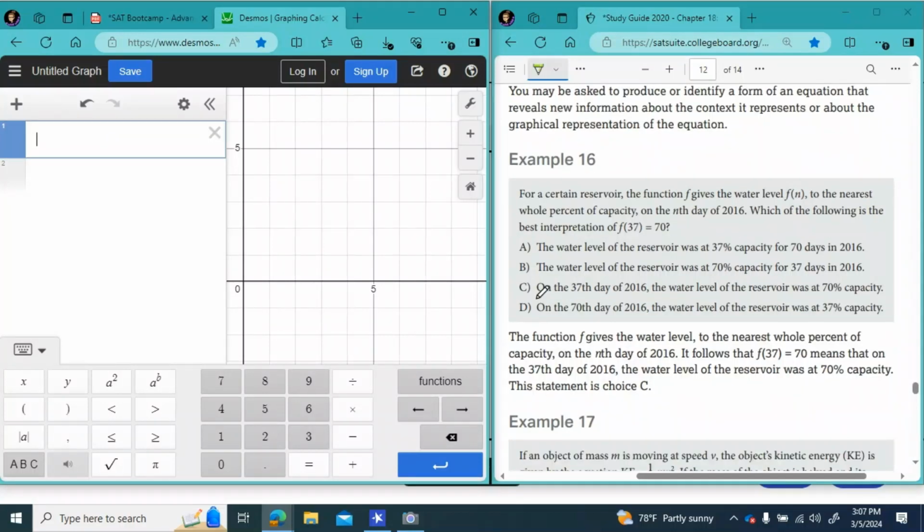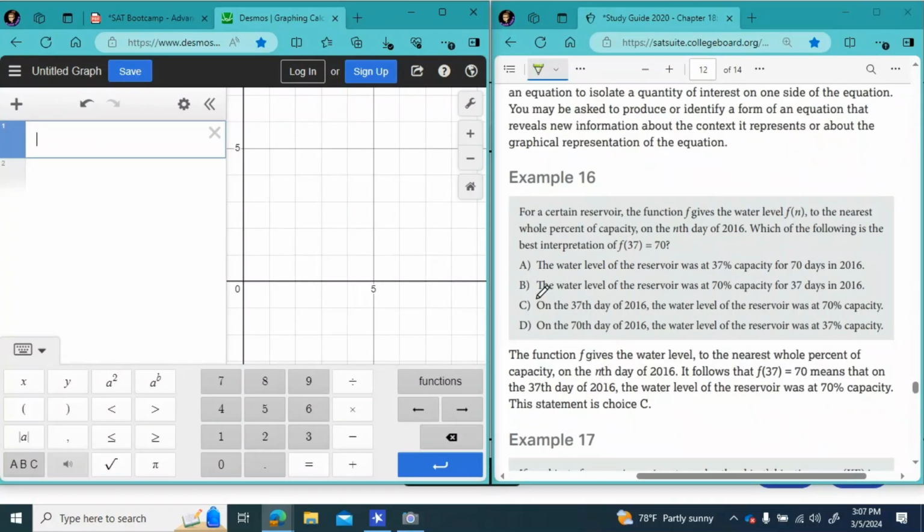Example number 16 says, for a certain reservoir, the function f gives the water level, f of n, to the nearest whole percent of capacity on the nth day of 2016. Which of the following is the best interpretation of f of 37 equals 70? So I'm going to look at my keywords here and say that this f of n to the nearest whole percent of capacity is the capacity. So f of n equals capacity. So 70 is our capacity.